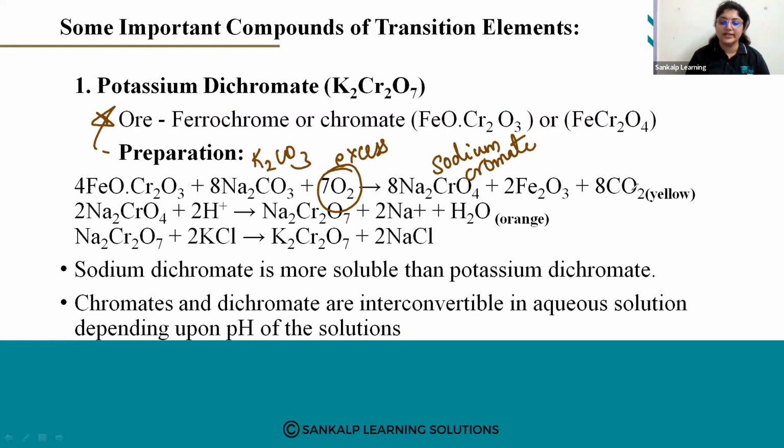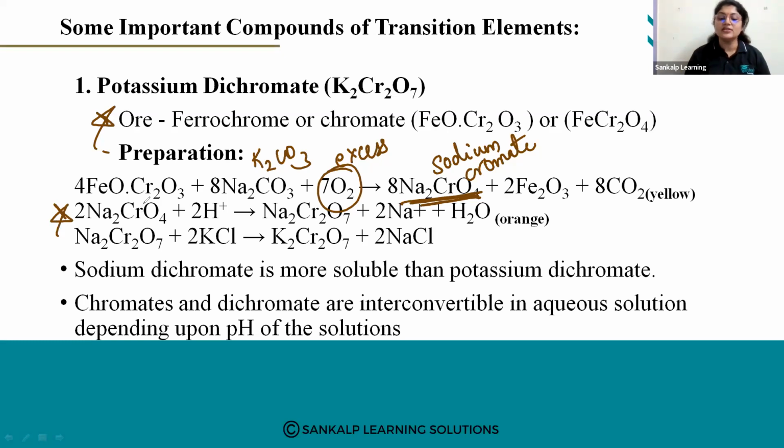This is a yellow color solution. You obtain a yellow color solution because of the presence of sodium chromate. You have converted the ferrochrome into sodium chromate, so the solution turns yellow. Now, what happens in the second step, with the sodium chromate which is obtained?